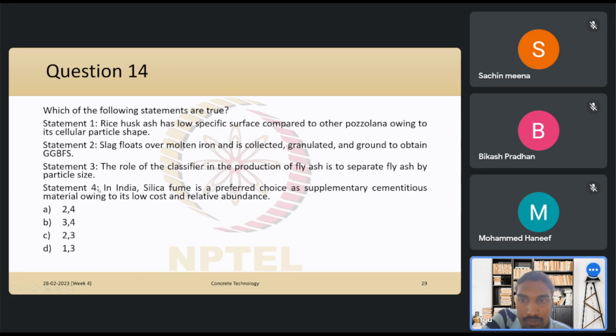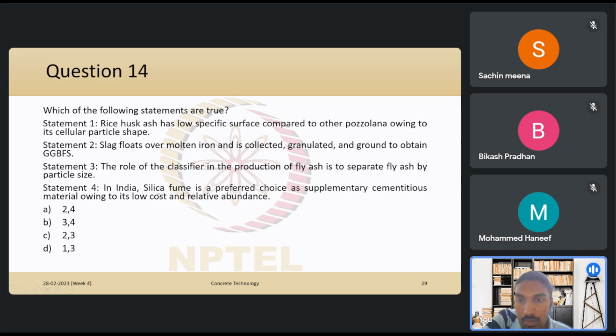Statement 4 is about the usage of silica fumes in India. So it says that silica fume is a preferred choice as a supplementary cementitious material, and the reason given is it has a low cost and it is relatively abundant, right? But this is false because we don't have silica fumes. Silica fume is not produced here, and therefore its cost when we are to use it as an admixture is higher, right?